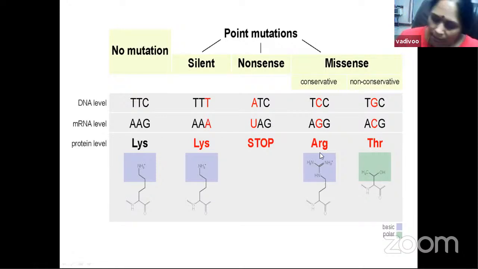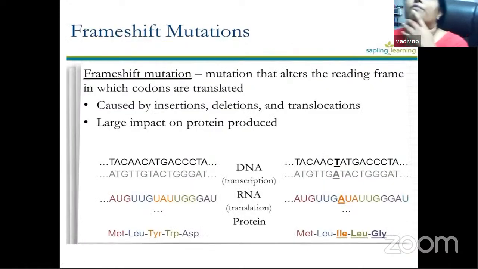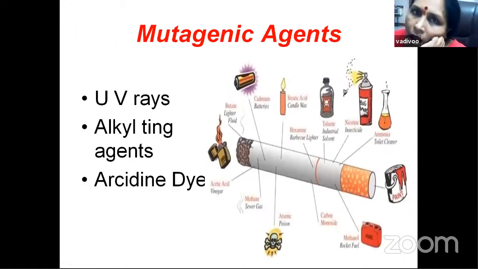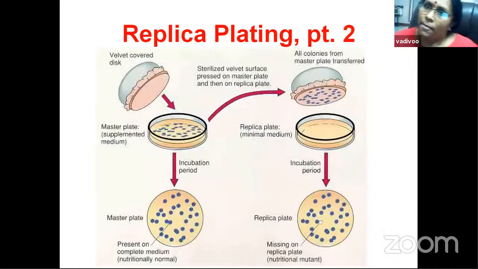And missense mutations. Then frame shift mutations alter the reading frame in which the codons are translated. It can happen by insertions, deletions, and translocations. And then these are the different mutagenic agents: UV rays, alkylating agents, and acridine dyes. Most of the chemicals are mutagenic agents.